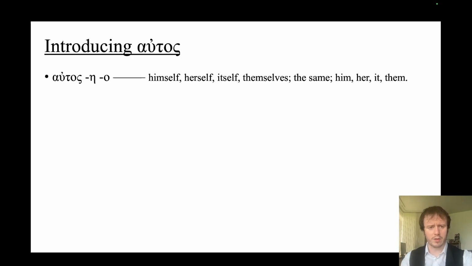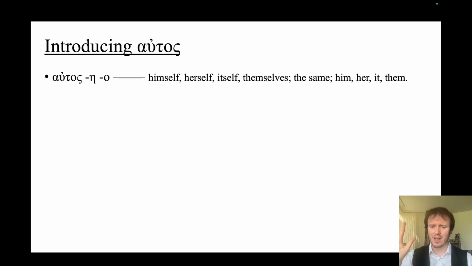With that said, let's begin talking about the word αὐτος. Αὐτος is one of the 2 words that we're learning about today. And αὐτος means either himself, herself, itself, or themselves, or the same, or thirdly, him, her, it, or them.